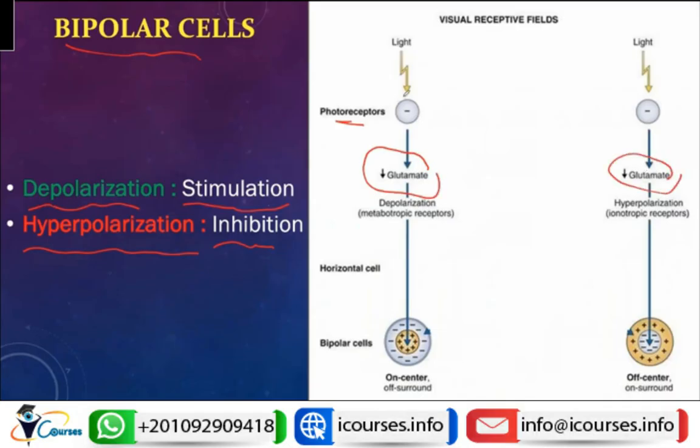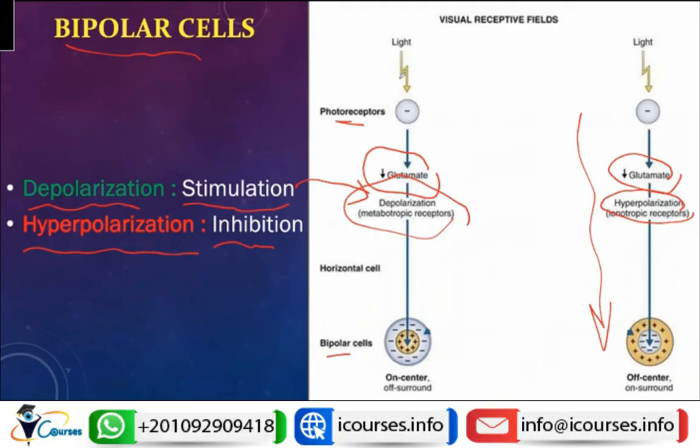So what happens when this photoreceptor is attached to an on center of surround bipolar? Then this will stimulate the on center, and this stimulation will be by depolarization. So depolarization here occurs in the on center of surround bipolar, while if the light is striking an off center on surround, this will lead to hyperpolarization. So hyperpolarization meaning that there is an inhibition of the inhibitory part of the center, which is off. So inhibition of the inhibition will lead to facilitation of the impulse.